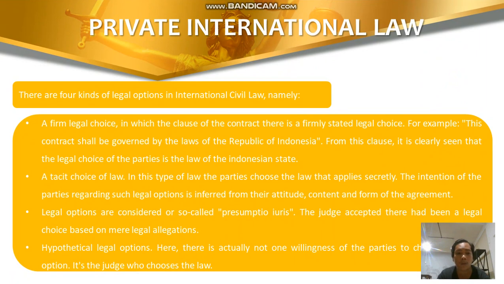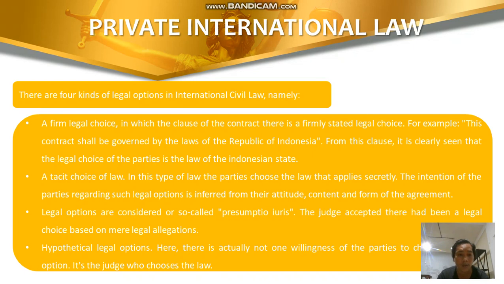There are four kinds of legal option in international law. The first is a free legal choice, in which the clause of the contract firmly states the legal choice. For example, this contract shall be governed by the laws of the Republic of Indonesia. From this clause, it is clearly seen that the legal choice of the parties is the law of the Indonesian state.